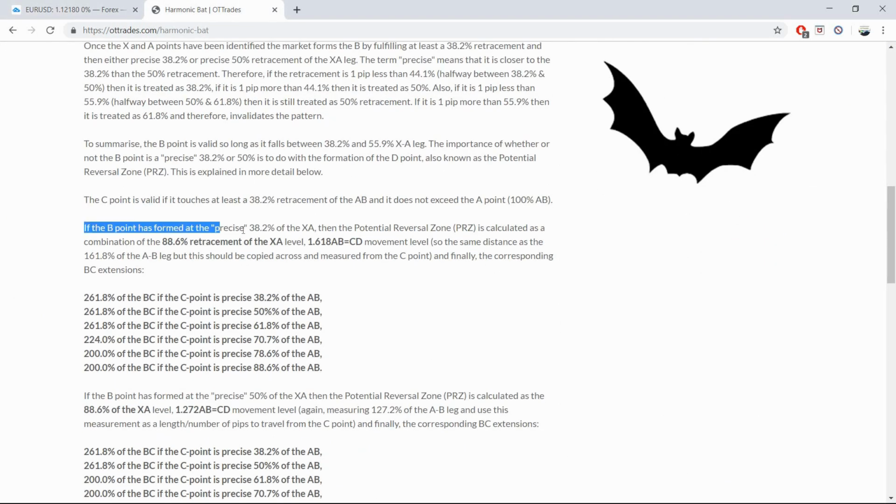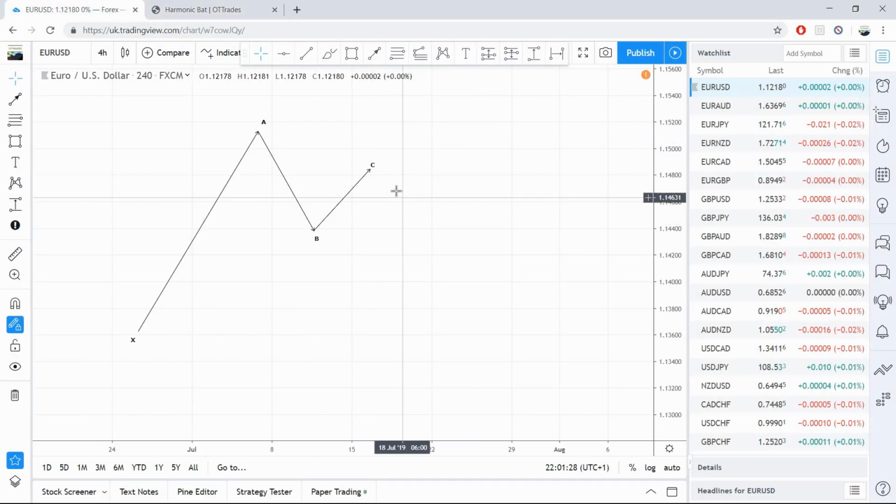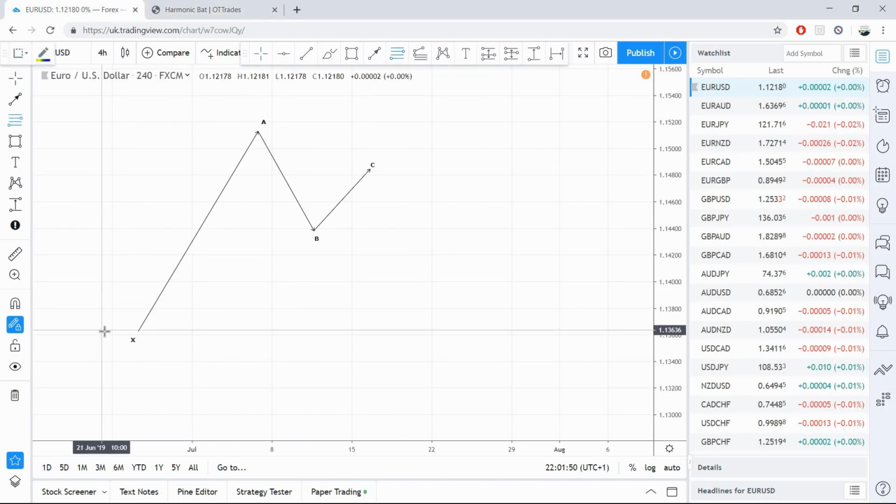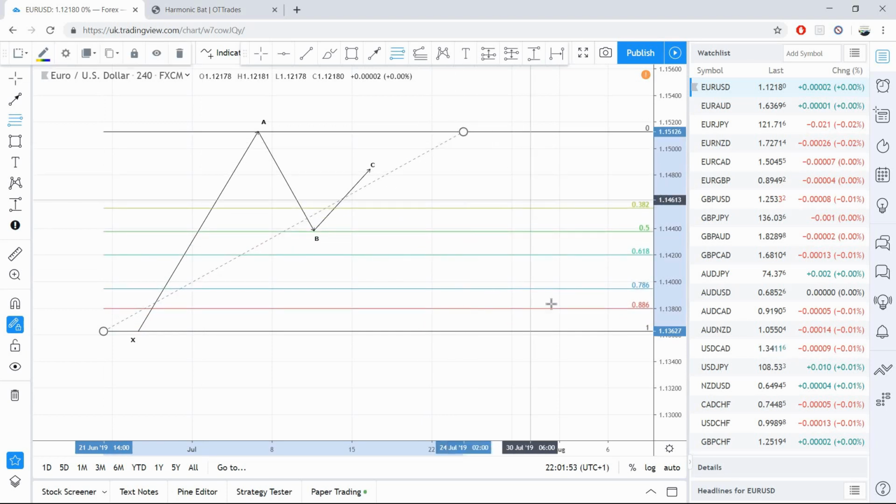Now, if the B point has formed a precise 382, remember ours was 50%, but if it's formed a precise 382 of XA, then the potential reversal zone, so we're no longer looking for a single D point in these harmonic patterns, we're in fact looking for three Fibonacci ratios to come together and form a potential reversal zone. So if the B point is formed at precise 382 retracement of X to A, the PRZ is calculated as a combination of the 886 retracement of X to A, so that's simply X up to A, 886 retracement, so that's this level here.